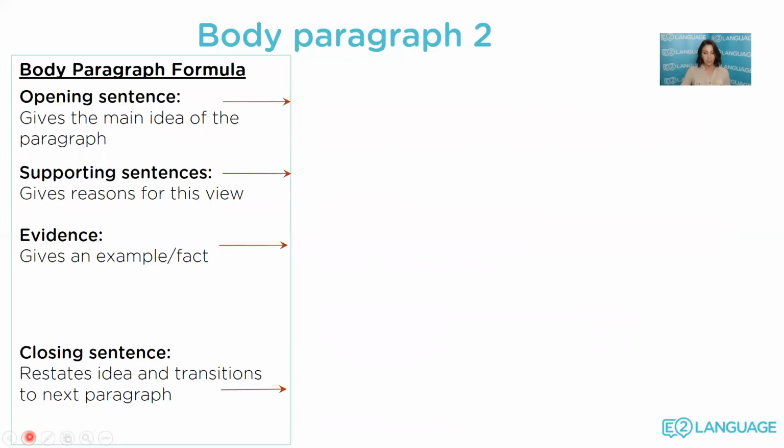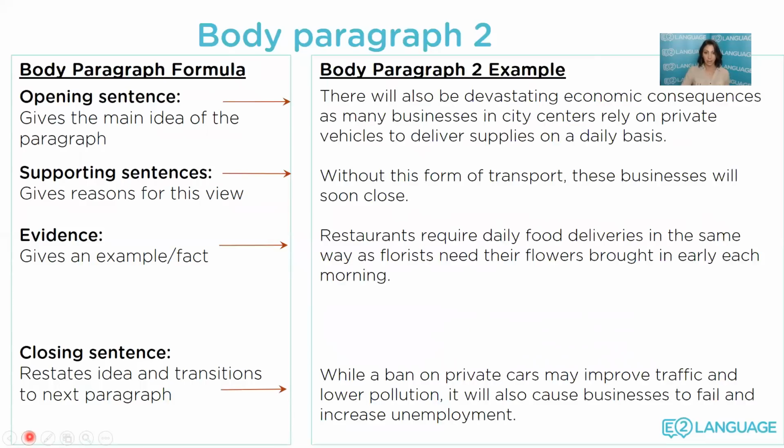Okay, second body paragraph, the same formula. Main idea is, there will also be devastating economic consequences as many businesses in city centres rely on private vehicles to deliver supplies on a daily basis. So businesses will suffer, is my main idea. I explain this or give reasons by saying without this form of transport, these businesses will soon close.